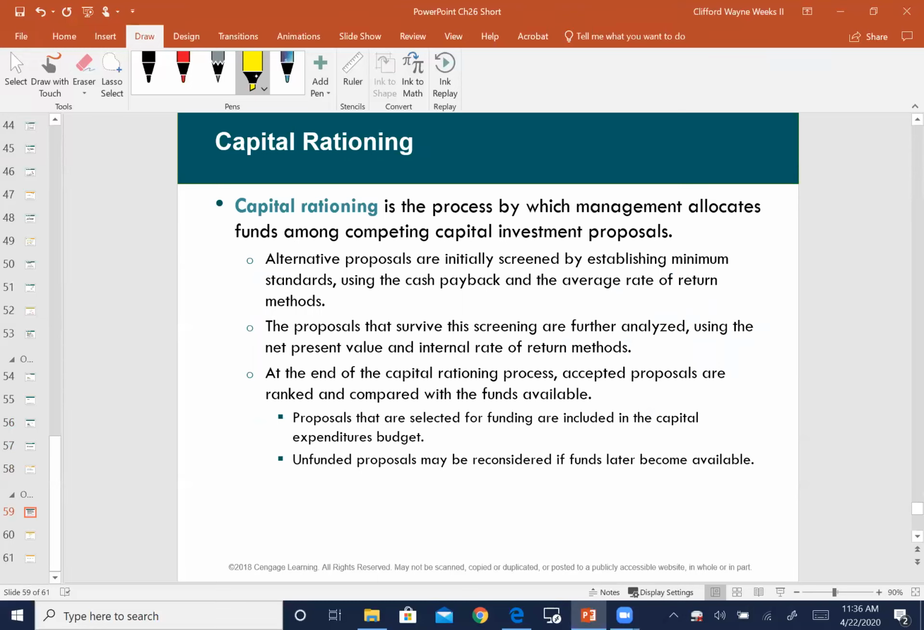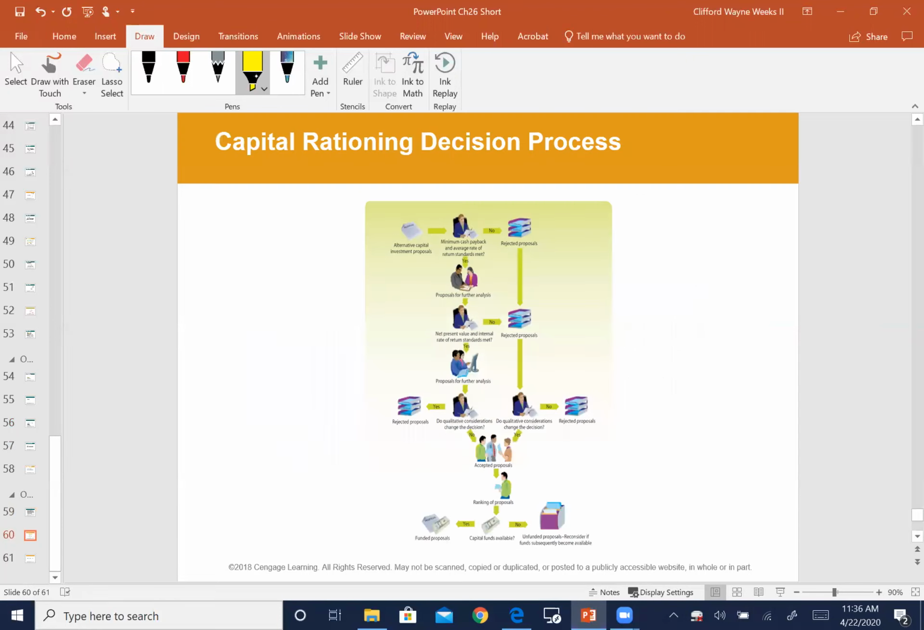Capital rationing is basically the process of figuring out, when you have a bunch of acceptable proposals, which one you should choose. There's this decision tree that I think really lays it out well. We first of all have a proposal, in fact various different proposals. You might run the minimum cash payback period and average rate of return, and both of those say, hey, reject this proposal.